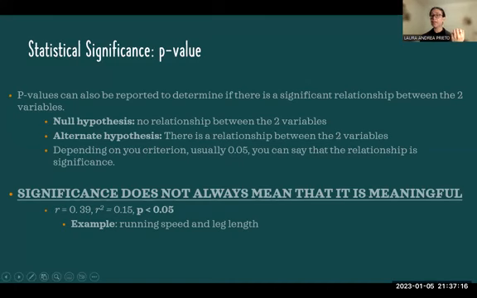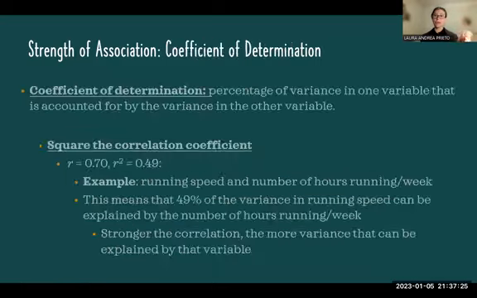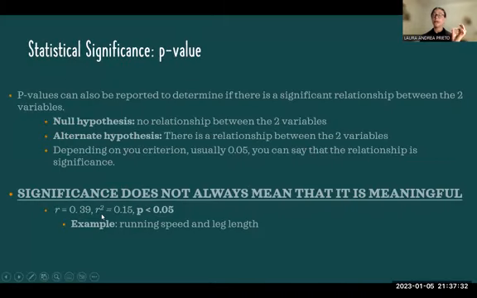Now, if I'm taking a look at my table, 0.39 would put me at a weak to moderate relationship. All right, like not the worst. But once I do my R squared, or use my coefficient of determination, I find that I have 0.15, which would give me 15% of my running speed is determined by my leg length, or is influenced by my leg length.